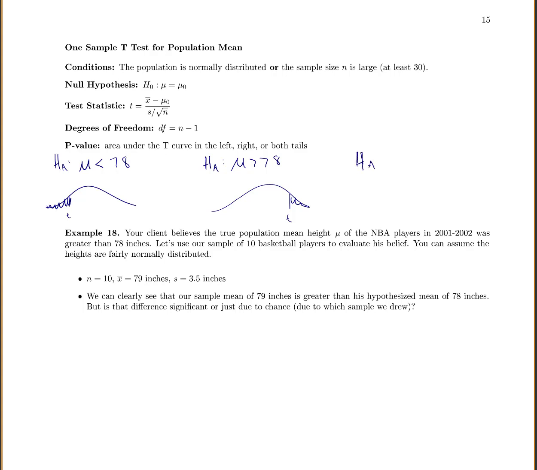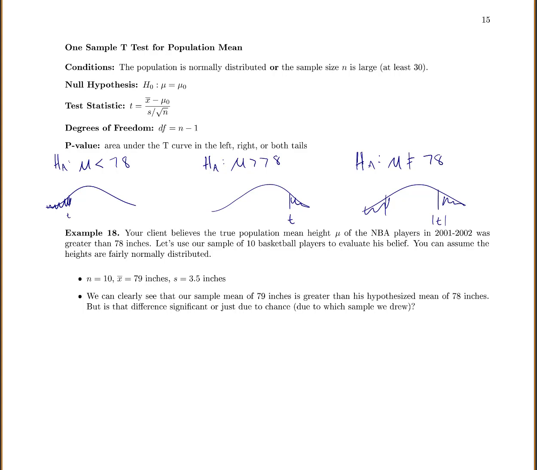If you think that your alternative is that the mean is not equal to 78, so that means you don't really know if it's higher, you don't really know if it's lower, you don't really care, you just kind of think it might be different, well, then what you'll do is you'll shade both tails. You might end up with a negative t-value or a positive, so sometimes you'll put the absolute value of t. And shade, again, both tails.